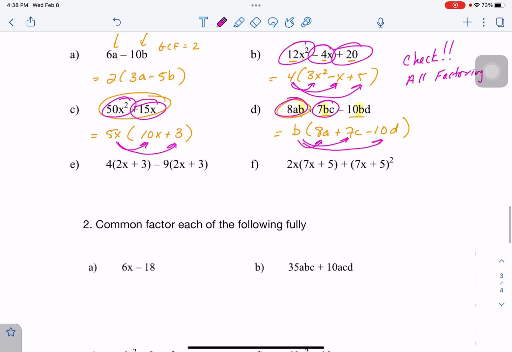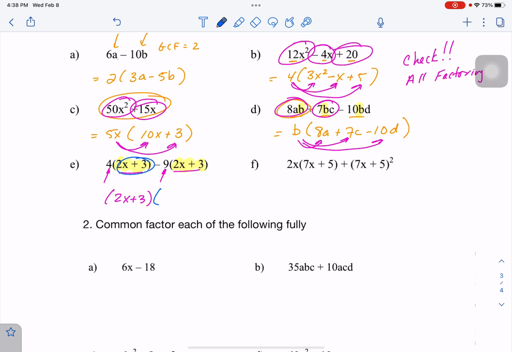Let's look at this one. I've got 2x plus 3. I've got 2x plus 3. Looking at my numbers, I got 4 and 9. 4 and 9 have no common factors, but the brackets are the same. The brackets are definitely common. So let's take the bracket out. And what are you left with if you take the bracket out?